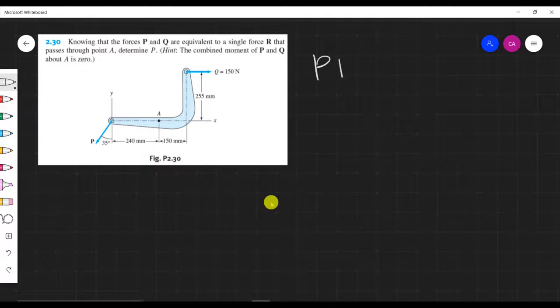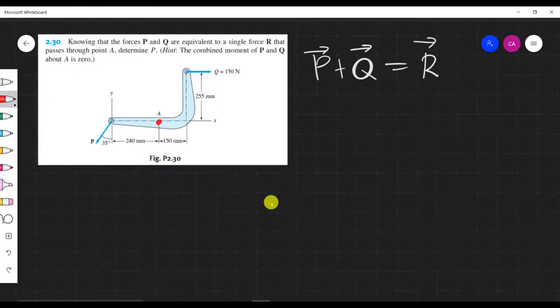So, P plus Q daw is equals to vector R. Yun yung sinasabi niyan. Or equivalent to a single force R that passes through a point A. Okay? So, meron tayong point dito, point A. Determine P. Ibig sabihin nun, i-determine natin yung value ng P. So, yung hint, combined moment ni P at ni Q about A ay 0.